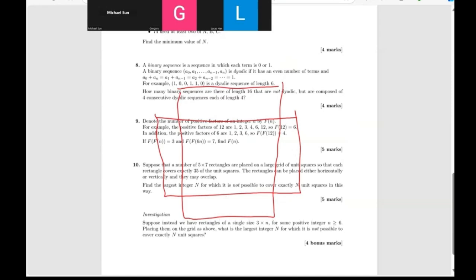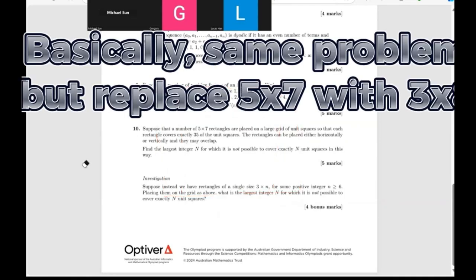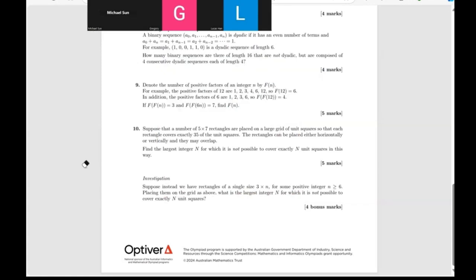Suppose, instead, we have rectangles of size 3 by n for some integer n greater than or equal to 6. Placing them on the grid as above, what is the largest integer n for which it is not possible to cover exactly n unit squares? So, basically the same problem as 10, but replace 5 by 7 with 3 by n. We break it up into two cases.